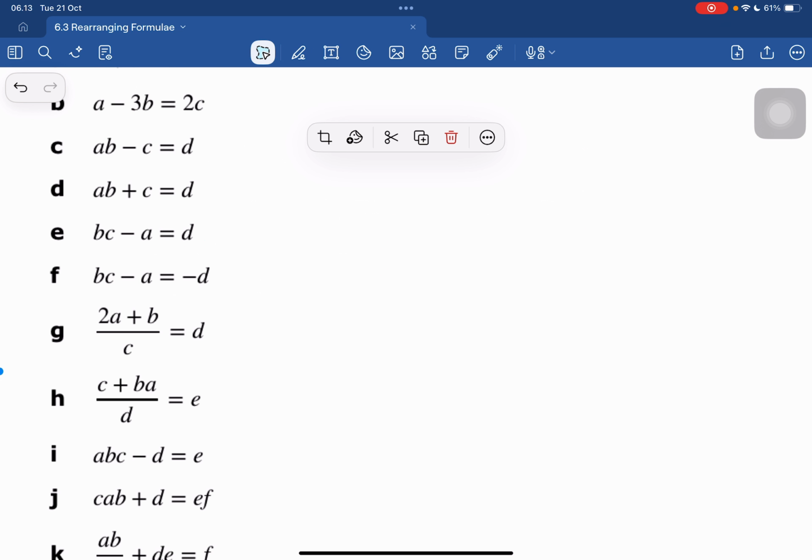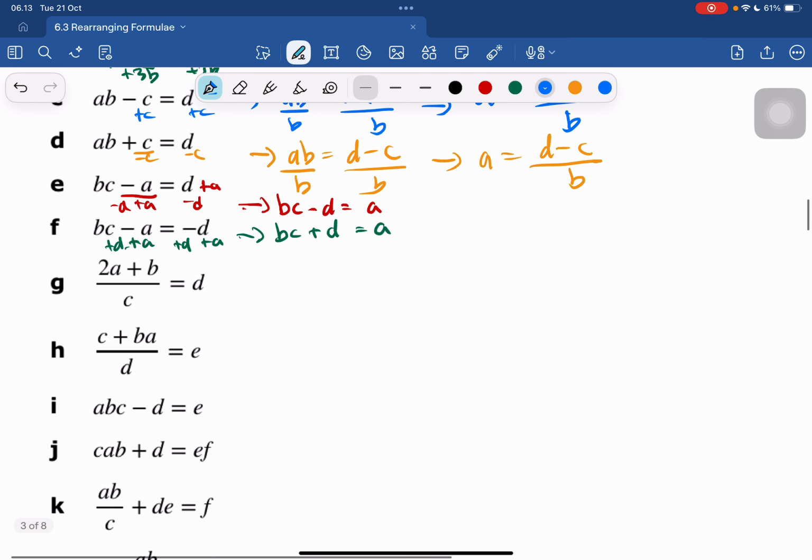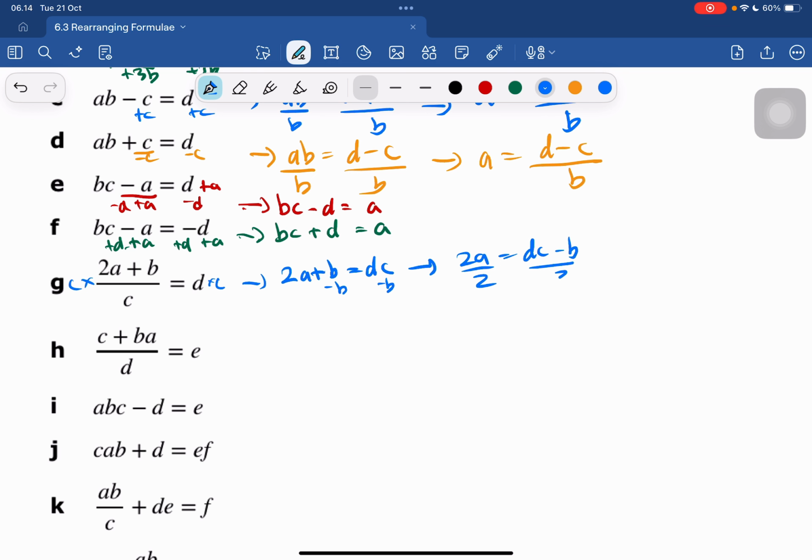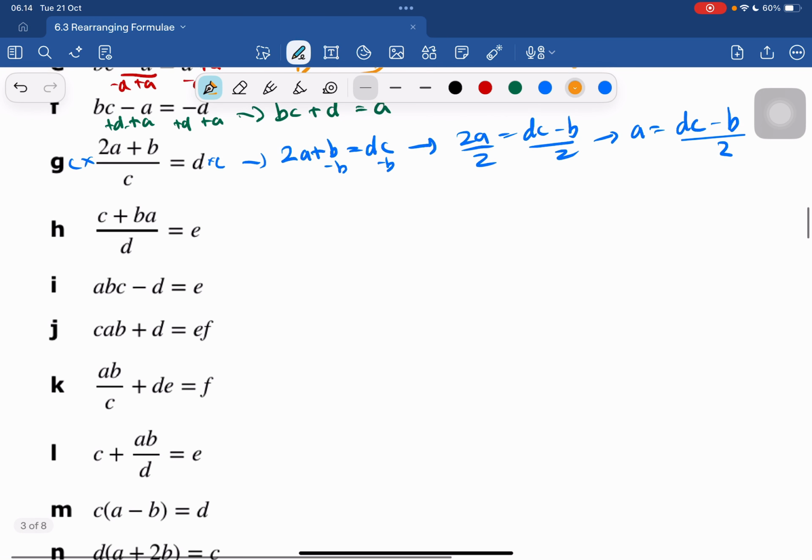Okay, to make the C disappear, we multiply by C here, multiply by C. So this is going to be 2A plus B equals DC. Okay, minus B on both sides, it's going to be 2A equals DC minus B, and divide by 2. So A equals DC minus B over 2.